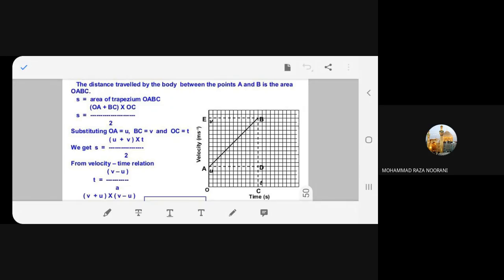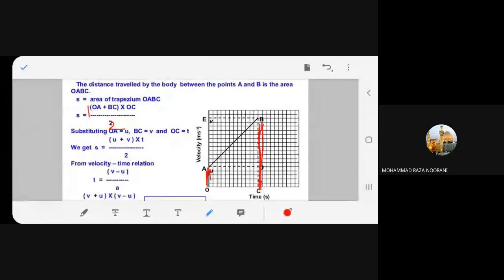It is half the sum of the opposite parallel sides into one of the sides. I hope you know that. So it is half, that is 1 upon 2. You can see 1 upon 2 over here, plus the sum of the parallel sides. What is the sum of the parallel sides? OA plus BC. Yes or no?